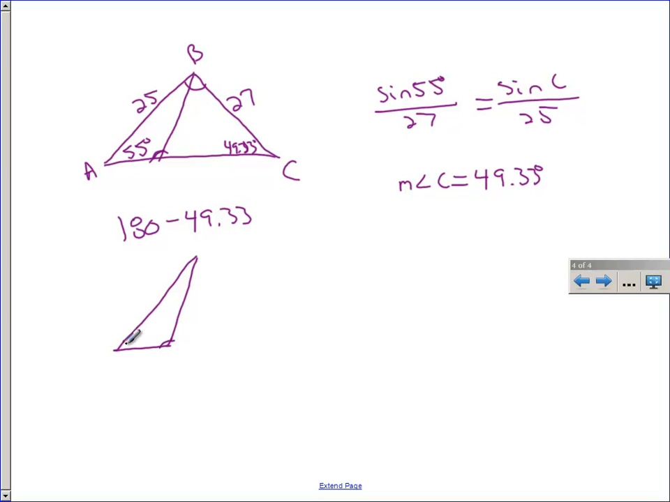Now keep in mind this is still 55 degrees, and when you do 180 minus 49.33, you get 130.67. And then you need to look at this triangle and ask, could this be a triangle? And the answer would be no, because I already have two angles that add together, and this obtuse angle is too big. So there's nothing left for this third angle. So this only has one solution.